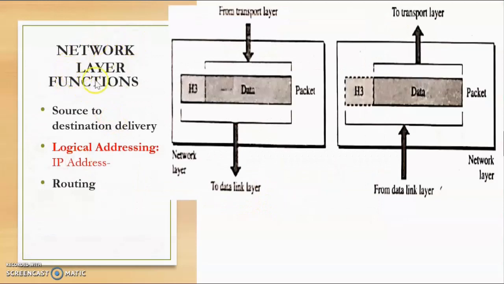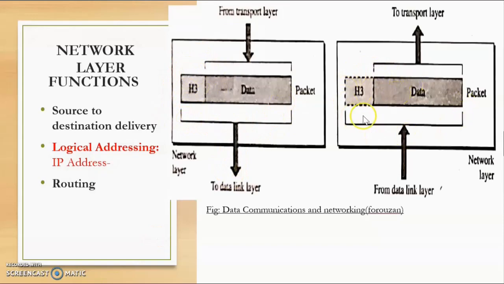Next, let us discuss some more functions of the network layer. The first one is source to destination delivery, which we have already discussed. Second is logical addressing. In order to perform source to destination delivery, logical addressing is important, which means that the IP address or the logical address will be attached at the network layer. So in this figure, the network layer will receive the data from the transport layer. Then at the network layer, it will attach the source and the destination IP address in the header of the packet and then pass the packet to the data link layer.